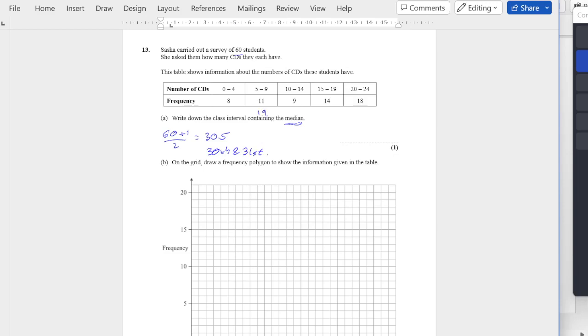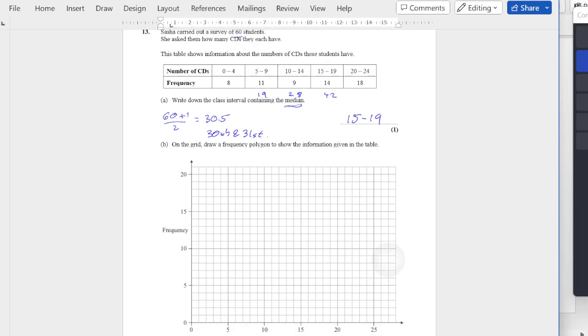So the first 19, the first 28. So the first 28 plus 14 is going to take me to 42. So the 30th and 31st are actually in this group here, 15 to 19. Apologies for that.